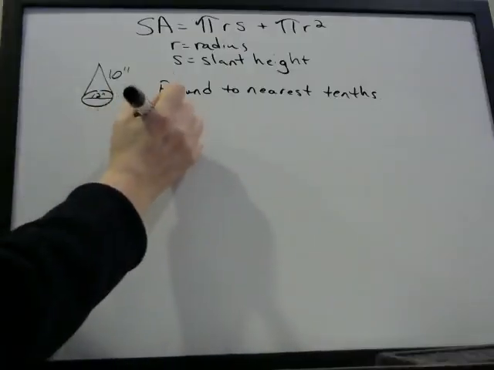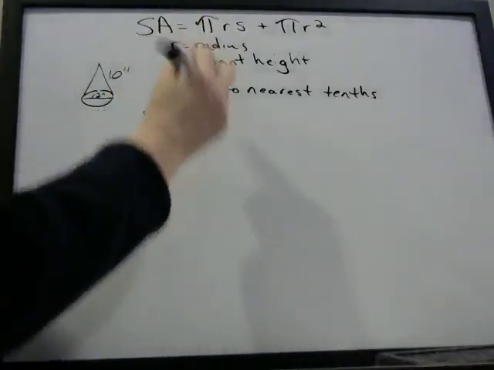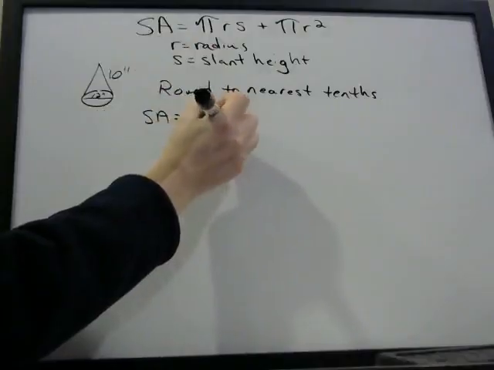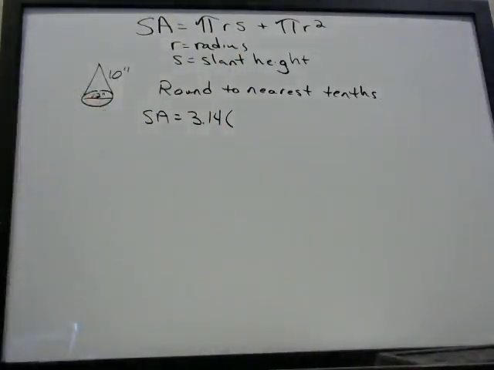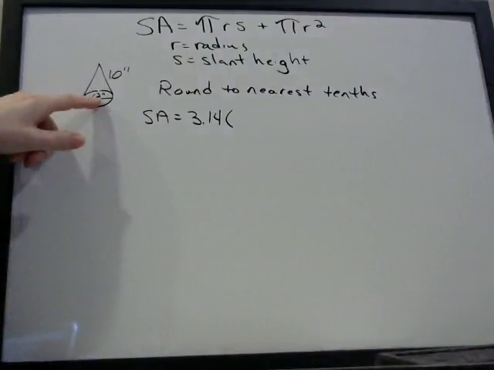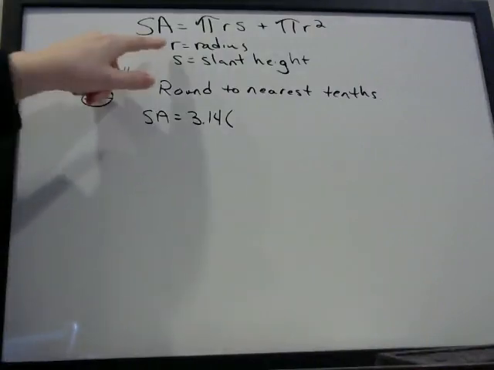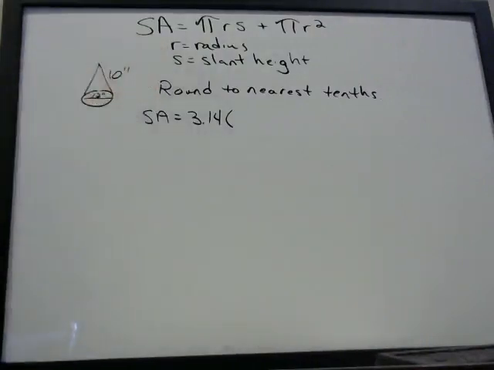So surface area: pi, 3.14, times radius. Here they've given us the diameter of 12 inches. This is something that they will do, so don't get caught just plugging in the number 12 here. You need to remember you want the radius, not the diameter. If you don't know how to find that, again, watch that video.